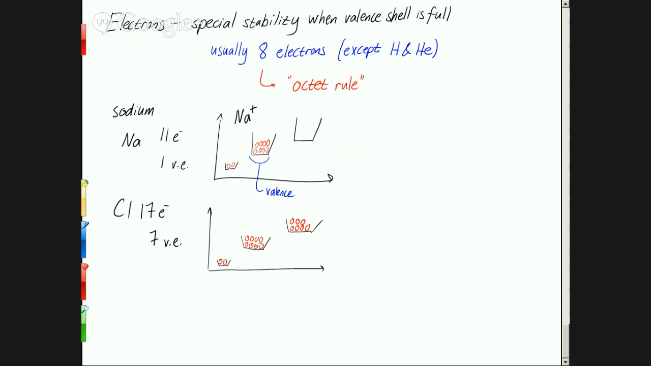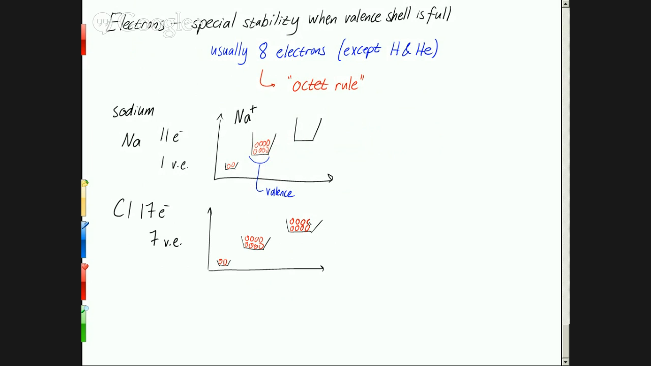So then, by the same logic that we did with sodium, is chlorine likely to lose those 7 electrons to have a full valence shell? Possible, but there's actually an easier way it can get a full valence shell. Yeah, it can get one rather than give one away.